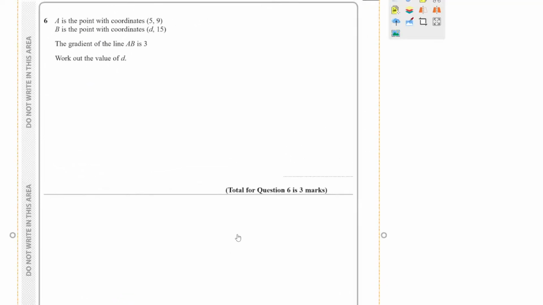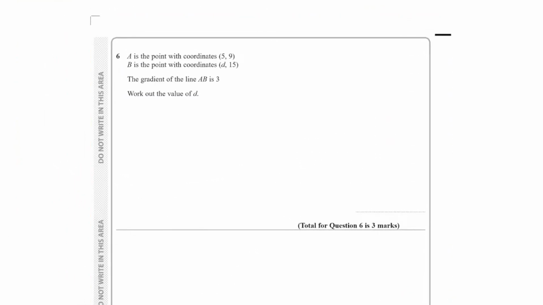Question 6 is on straight lines. So A is the point with coordinates 5, 9. B is the point with coordinates D, 15. The gradient of the line AB is 3. Work out the value of D.